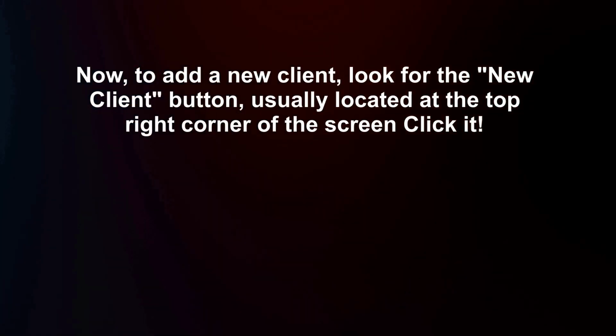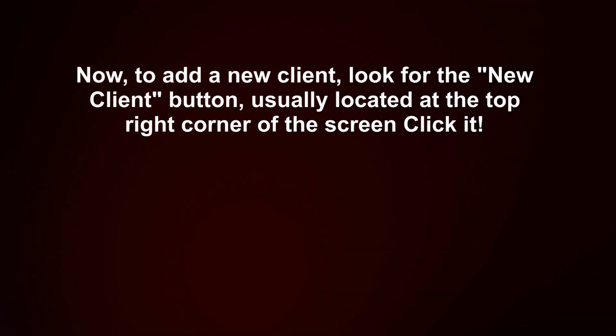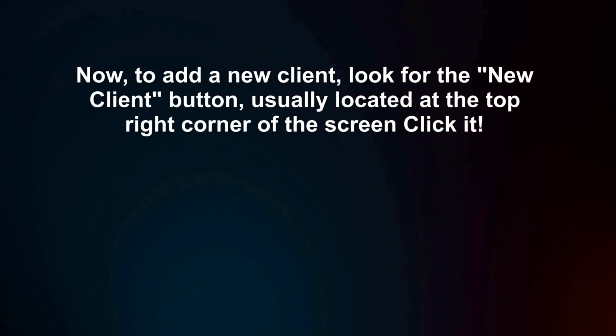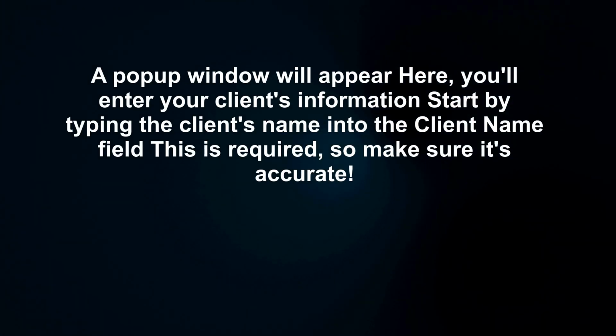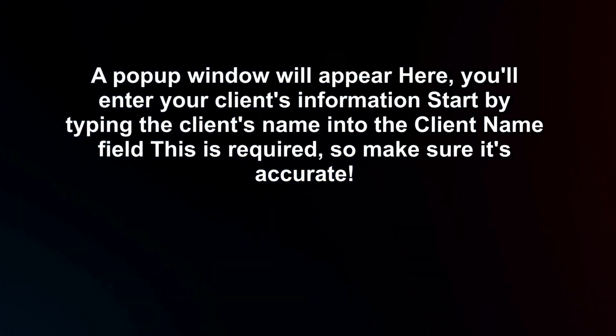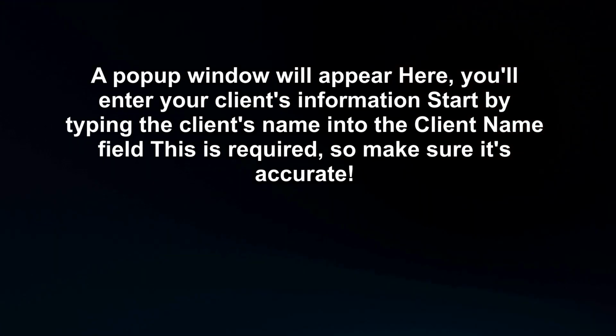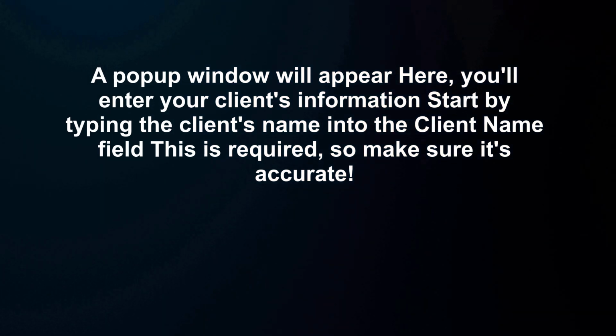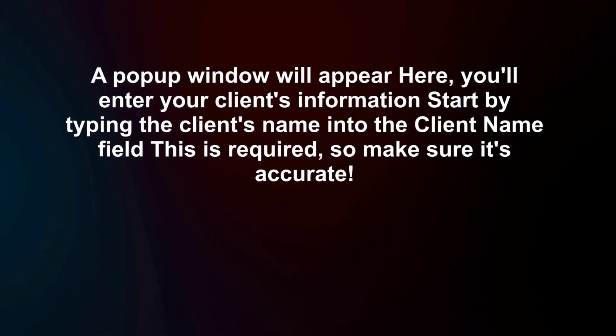Now, to add a new client, look for the New Client button, usually located at the top right corner of the screen. Click it. A pop-up window will appear here. You'll enter your client's information. Start by typing the client's name into the client name field. This is required, so make sure it's accurate.